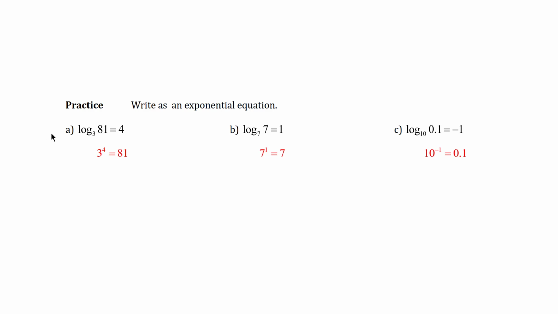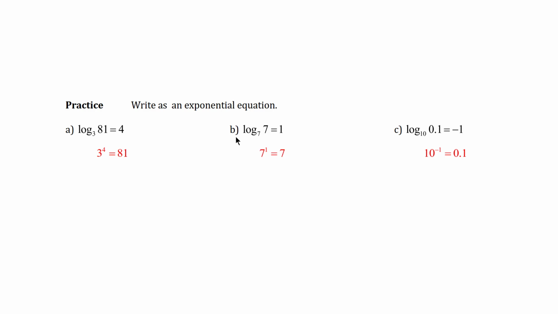Alright, so let's go over part A. First, we start off with the base of the exponent, which is 3. The logarithm is equal to the value of the exponent, which is 4. And then we set this equal to the value in front of the logarithm, 81. So we get 3 to the 4th power equals 81.